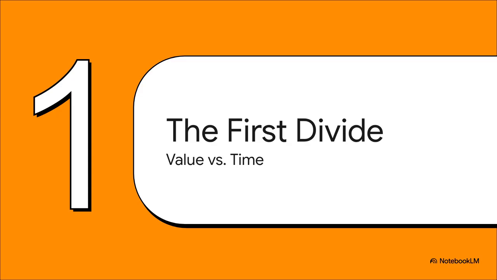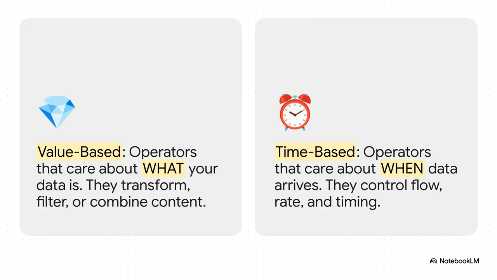So, any good map has a starting point, right? A big landmark that divides the whole world. For RxJS operators, that landmark is this one simple idea, the difference between value and time. This single concept literally splits the entire library right down the middle. Pretty much every single operator you're ever going to use falls into one of two camps.